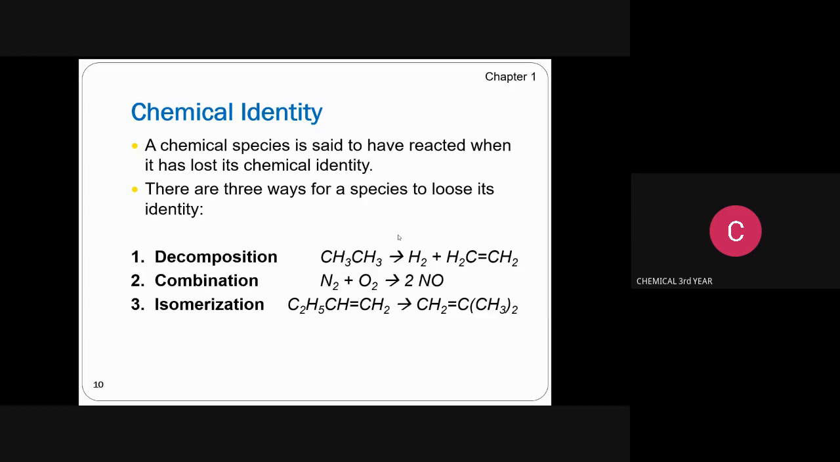As I told previously, decomposition is the process that breaks down the atoms, and likewise combination is the same kind of process. Decomposition, isomerization, and combination are all processes that you should clearly know the meaning of. These are the examples.